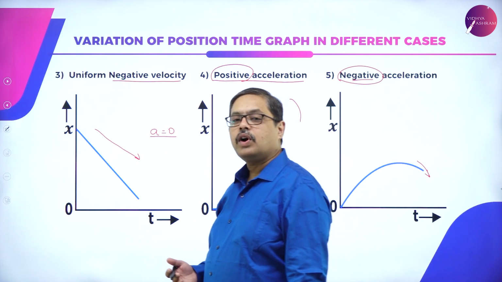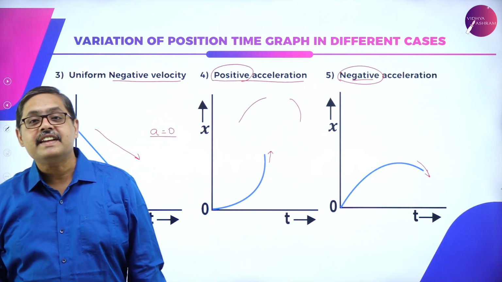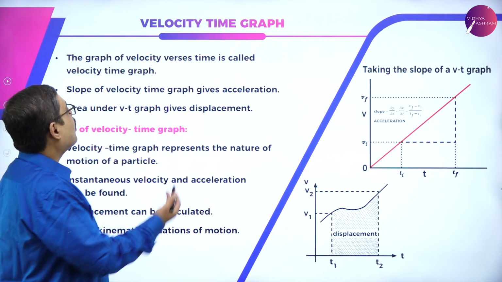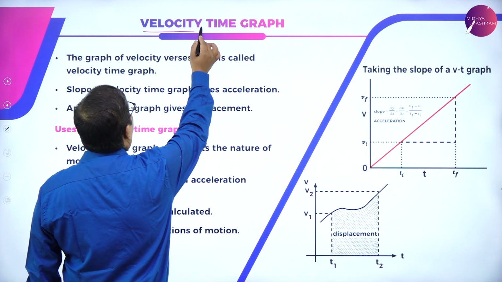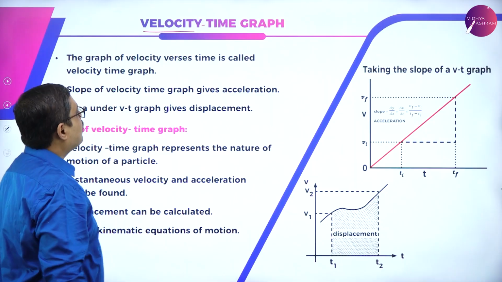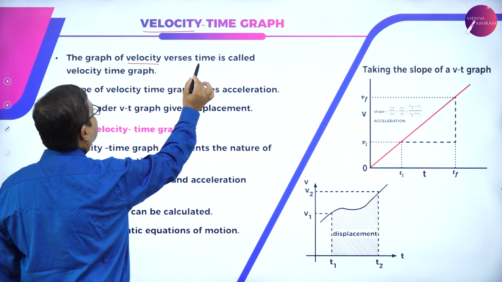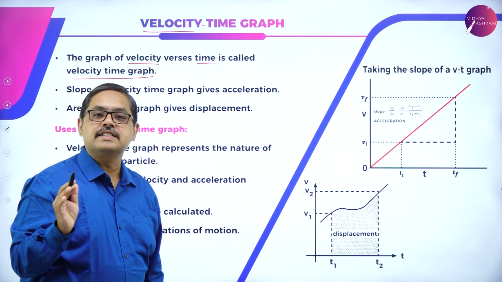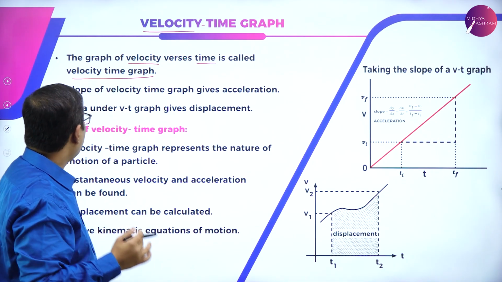Now let us move on to one more type of graph, which is the VT graph, where V stands for velocity and T stands for time. As the name suggests, whenever you plot velocity versus time, it is called as VT graph. You are plotting velocity versus time. What happens here?